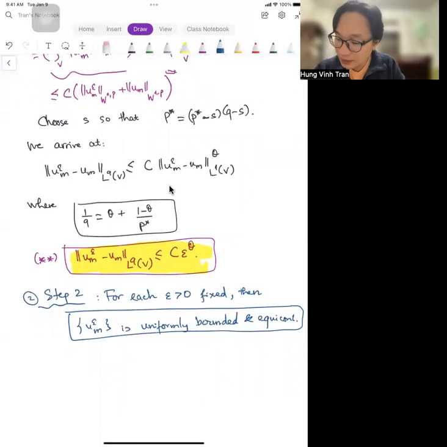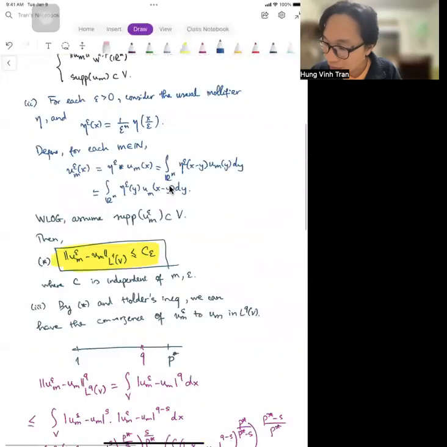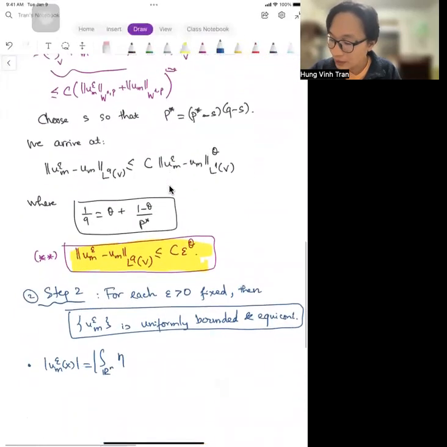Okay, so now let's prove this claim. The first thing is it's not hard. It's quite clear that u_epsilon is bounded. All right, let's write it down. Just u_epsilon of x is equal to the integral in R^n of eta_epsilon(x minus y) u_m(y) dy. Okay, and I'm just gonna squeeze the inequality in, right?